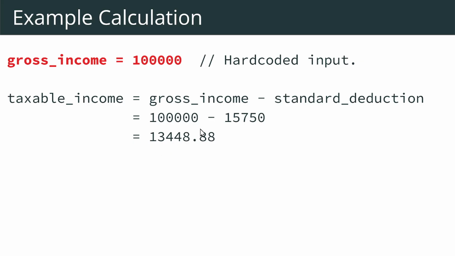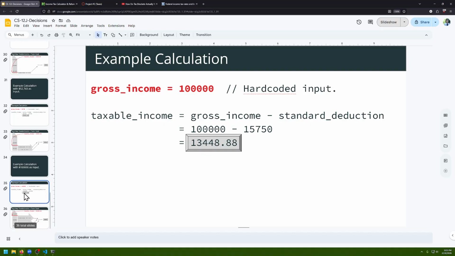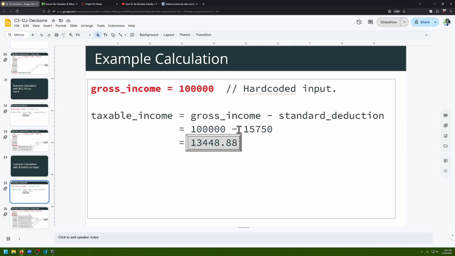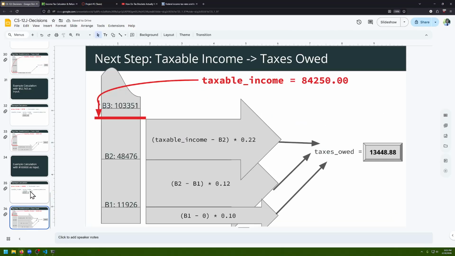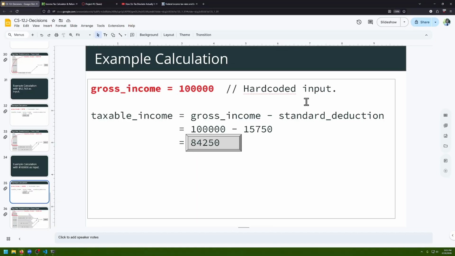All right. Wait, did I make another typo here? Yeah, I made a typo here. My bad. I was copying and pasting from a previous slide. So this should be a different number actually. This should be 84,250, I believe. Let me double check. 84,250. Yeah.